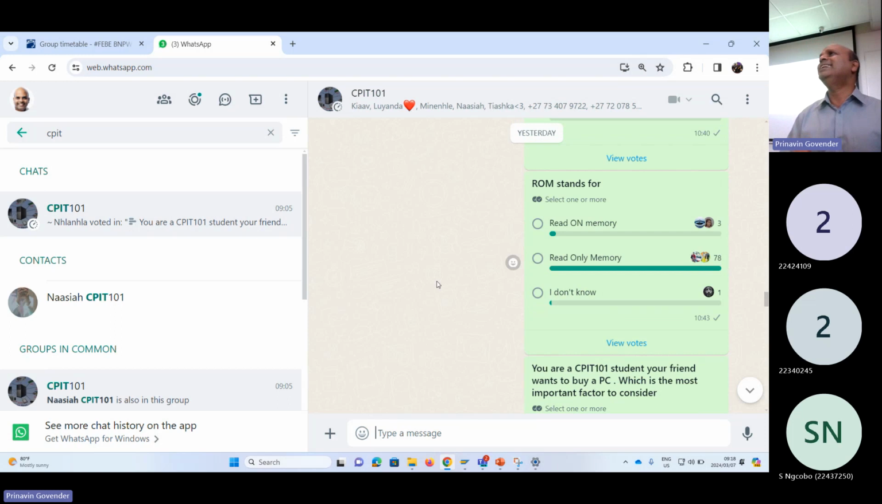ROM is read-only memory. So read-only memory means I can't change it, right? That is required in the computer so that, like today, if I press the letter A, it's going to show me A on the keyboard.